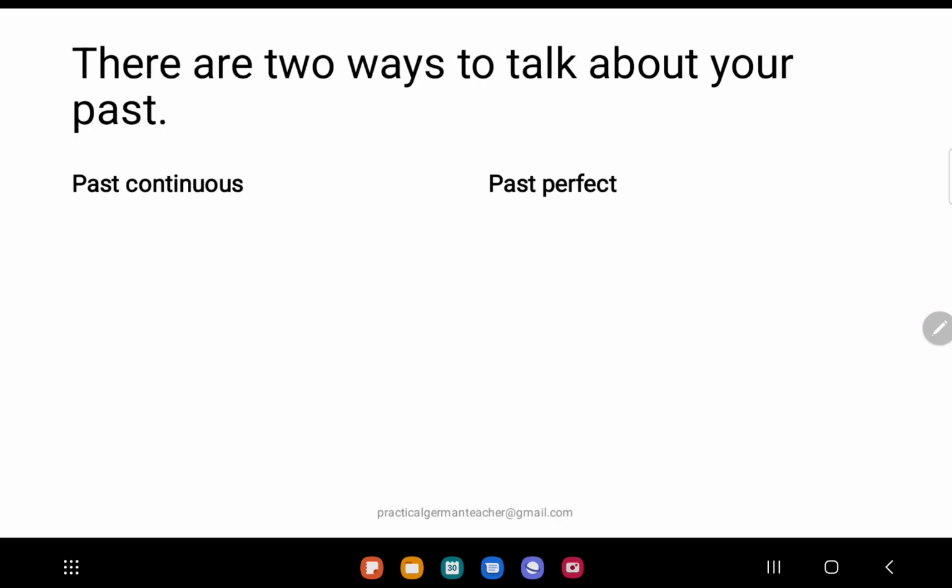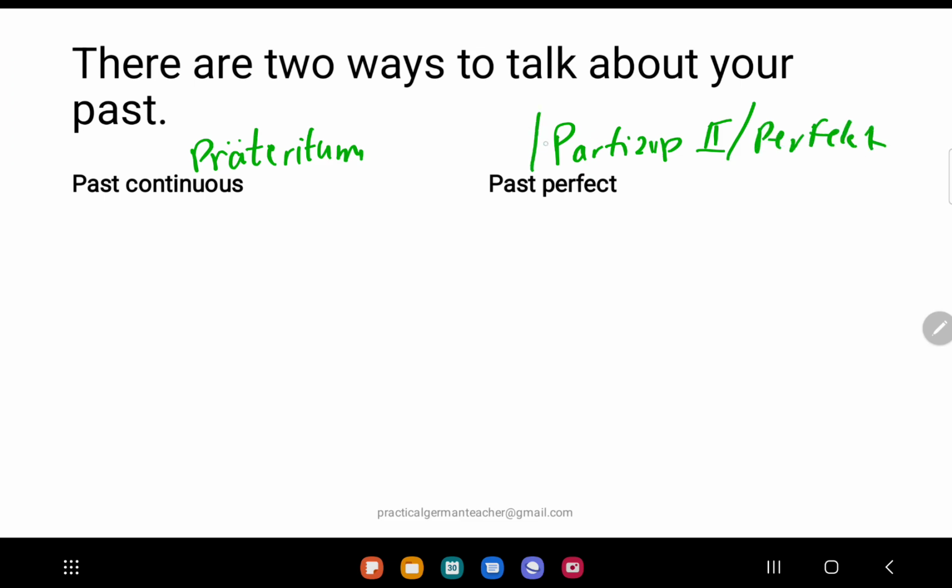But having said all of that, I told you there are two ways to talk about the past. One is Präteritum, which you can think of as past continuous, and the other is participle perfect. I told you it's easier to say sentences in participle perfect because then you don't have to remember the different conjugations for each verb in Präteritum, as long as you just know the participle of each verb.